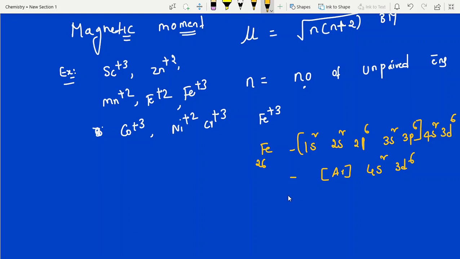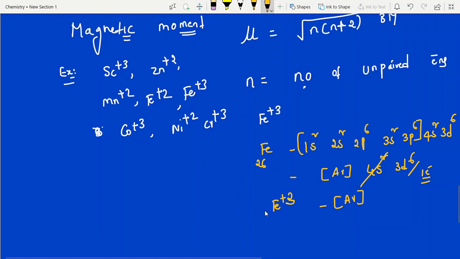Now for iron plus 2, where do I have to remove electrons? From this 4s2. That's it: argon 3d6. Right or not? That is Fe plus 2. Fe plus 3: plus 3 means after removing the 4s2 electrons, one more electron is removed from 3d. After removing one electron, now 3d has 5. Clear what I am trying to say?